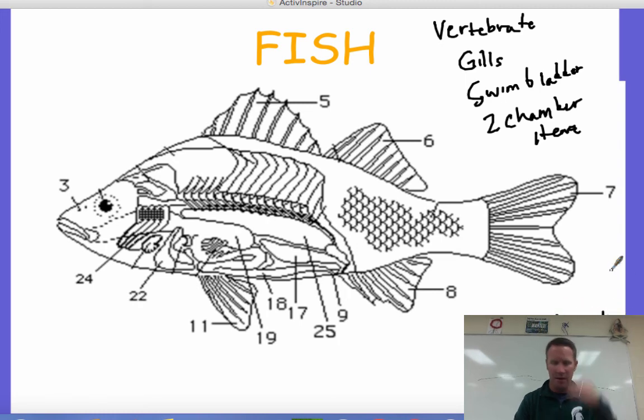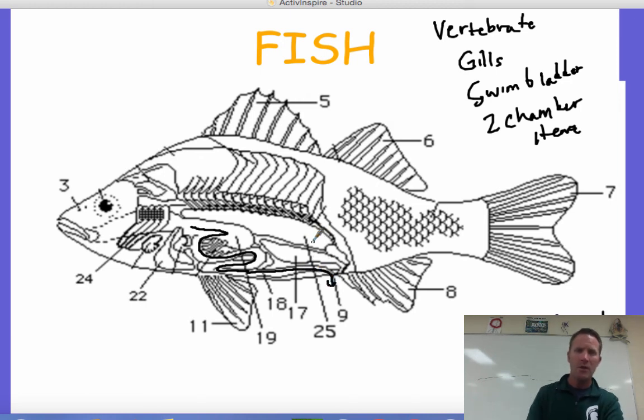It's more advanced than the worms. Okay, so basically the fish eats the food. It goes through the esophagus, it goes into the stomach here, right here, number 19, and then it's going to go down into the pyloric cecum, into the intestine. It's going to go down the intestine, and it's going to wind out, and it's going to go out the anus here at number 9. So a much more advanced digestive system because it's eating more advanced foods.